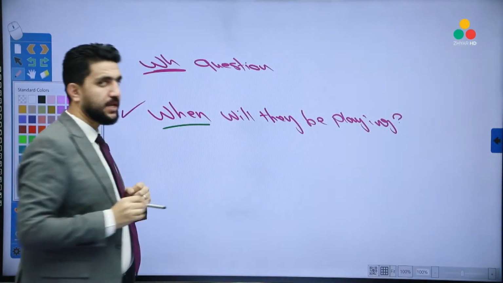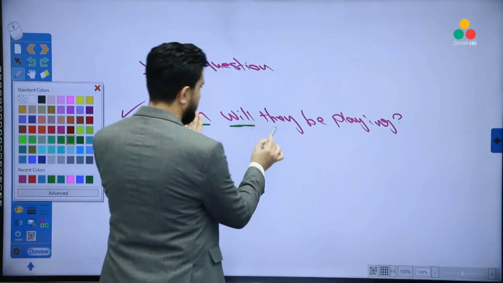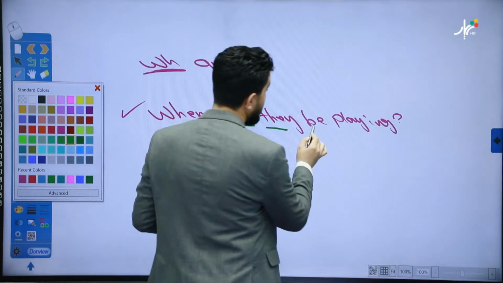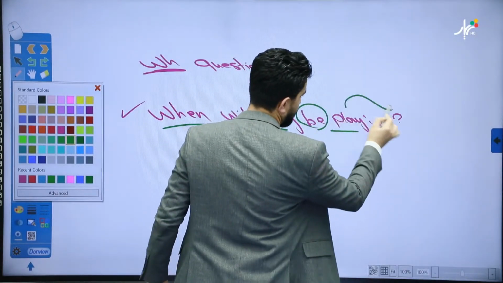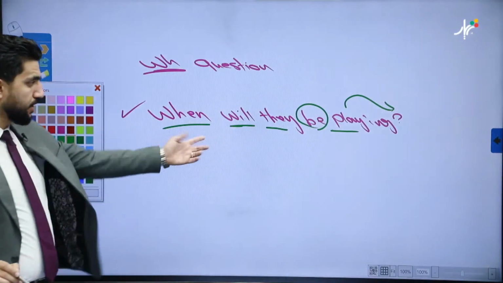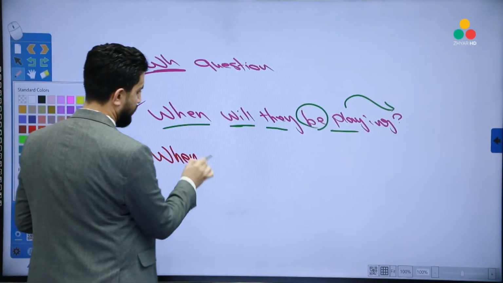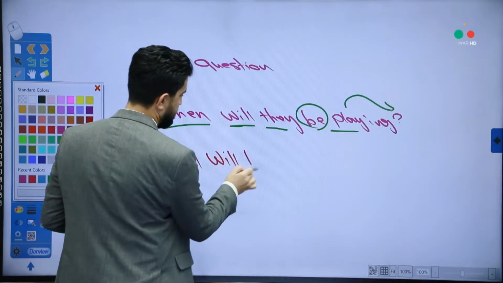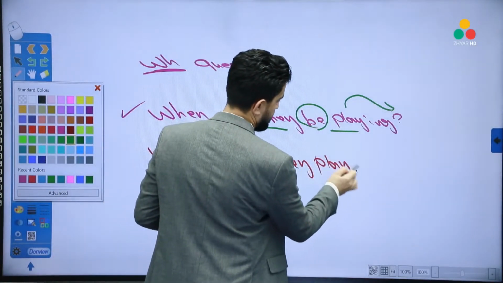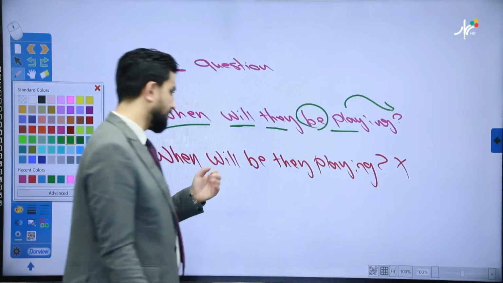We have when at the beginning of the sentence. Yes, this is a WH question. We have will, then they. So will is at the beginning, of course. And then will, they. We have be, we have ing, we have also a question mark. What's wrong? Let's take a look. This one we said is correct, but this one is wrong. When will be they playing?